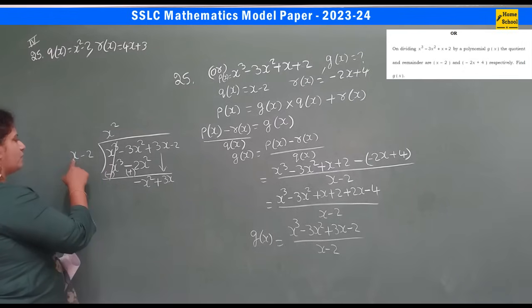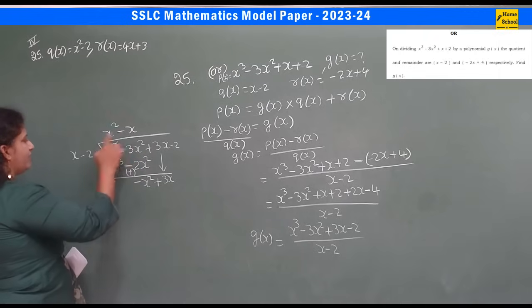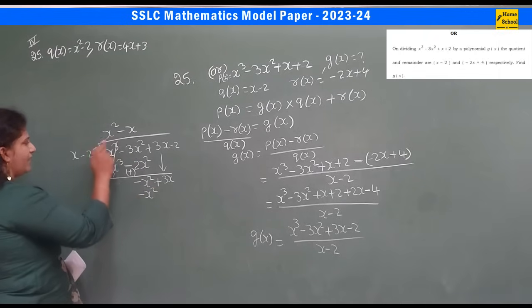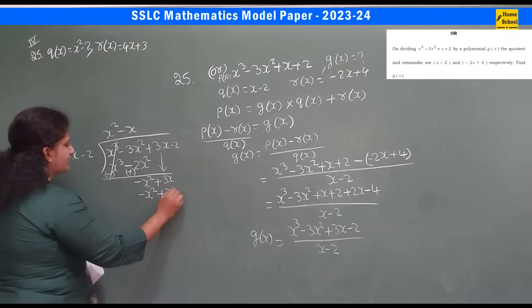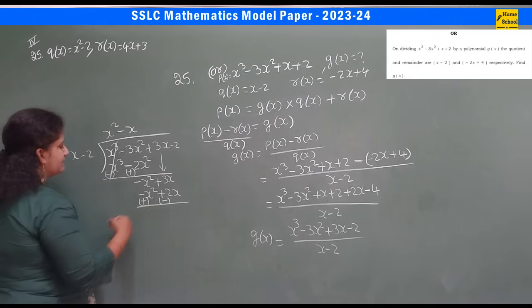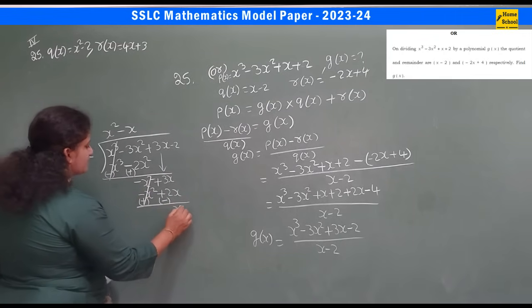Now minus x square by x will be minus x. With minus x multiply: minus x square. Minus into minus, plus 2 into x is 2x. Now again change sign, that means subtract. 3x minus 2x is x.